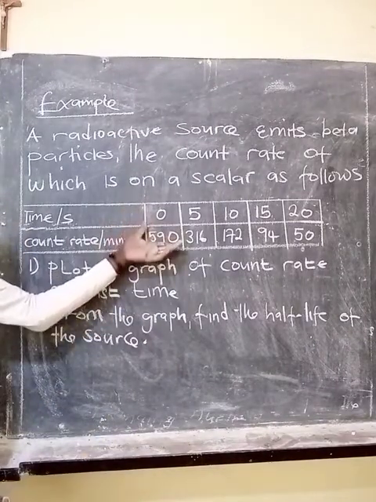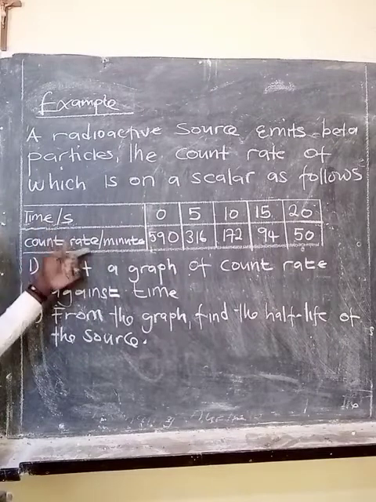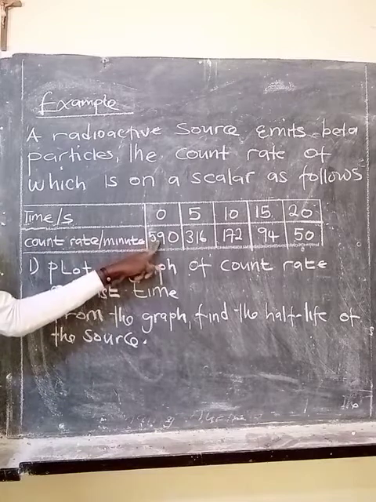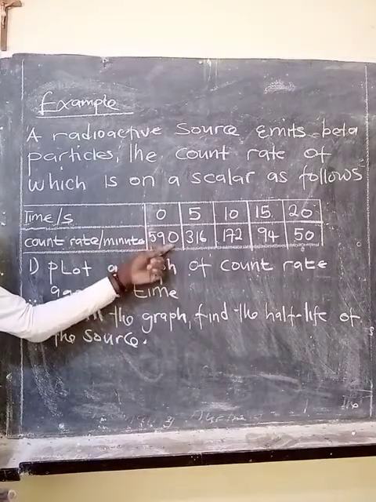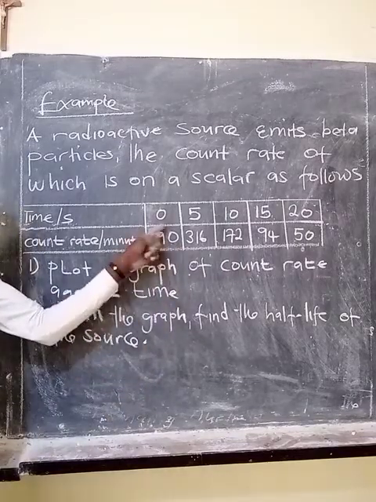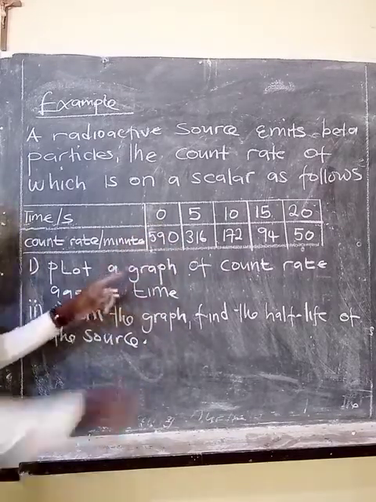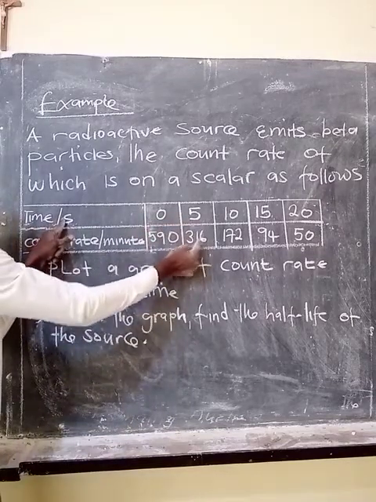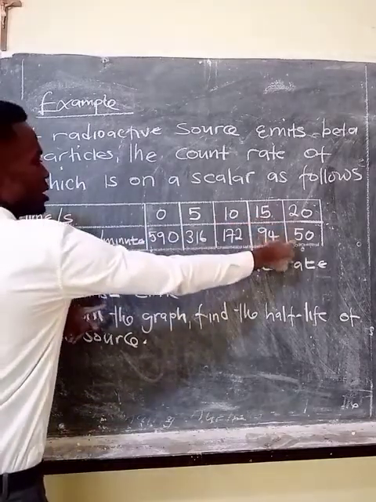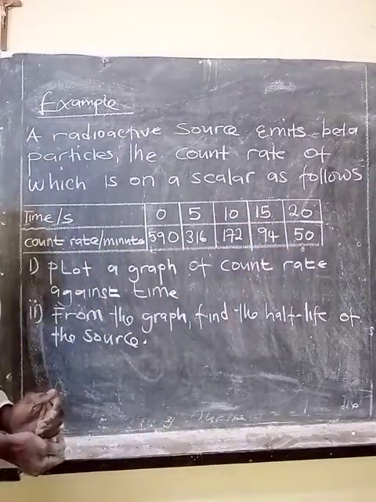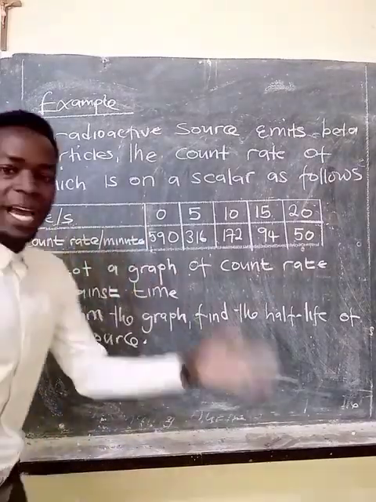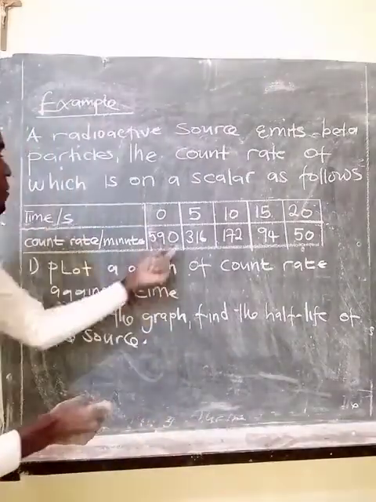You'll be given a table of values. We have time, then we have the count rate, or you can also put the mass. So it means that this radioactive sample started with this count rate, or mass, when the time was 0. Then after 5 seconds it reduced to this. Again after 10 seconds to this, 15 to that, then 20 to that. Then they ask you to find the half-life of this radioactive sample, the time it took to reduce to half of this.